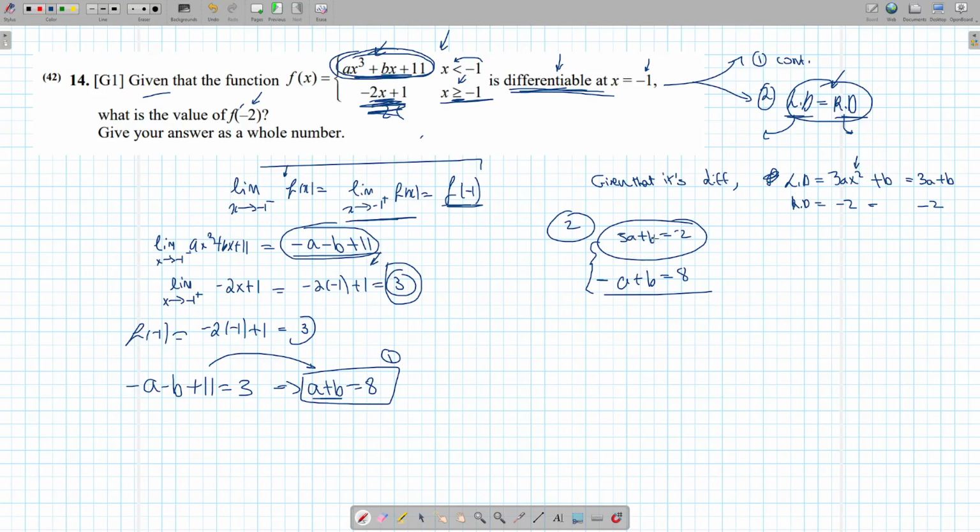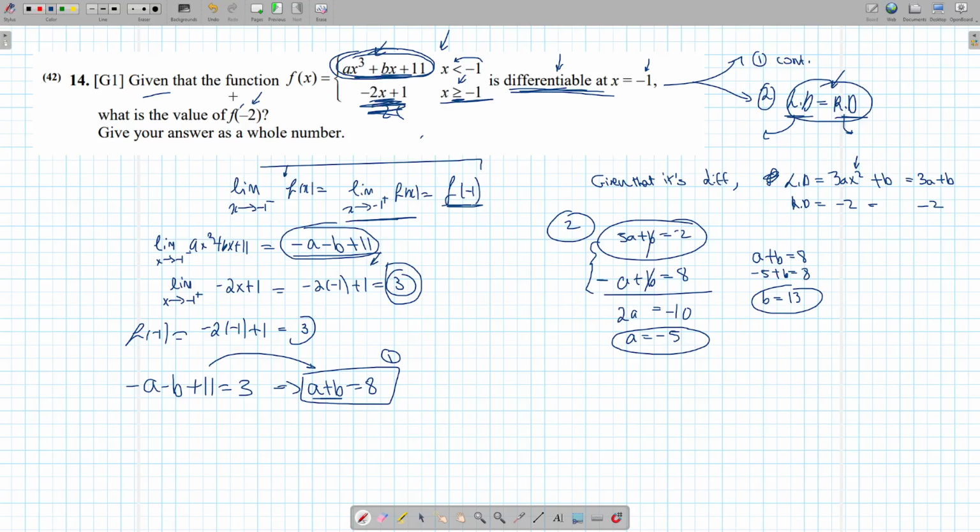For me, I like subtracting, because when you subtract, the b's will cancel. 3a minus a is 2a. b minus b cancels. Equal stays there. -2 minus 8 is -10. And you get a is equal to negative 5. But we still need b. So let's find b. We agreed that a plus b equals 8. So negative 5 plus b equals 8. So b must be equal to 13. So a equals negative 5, b equals 13.